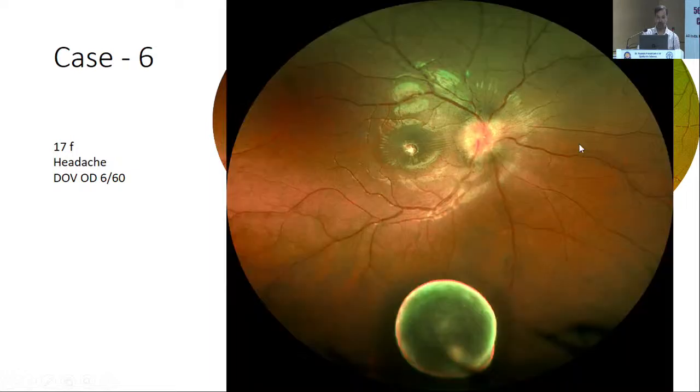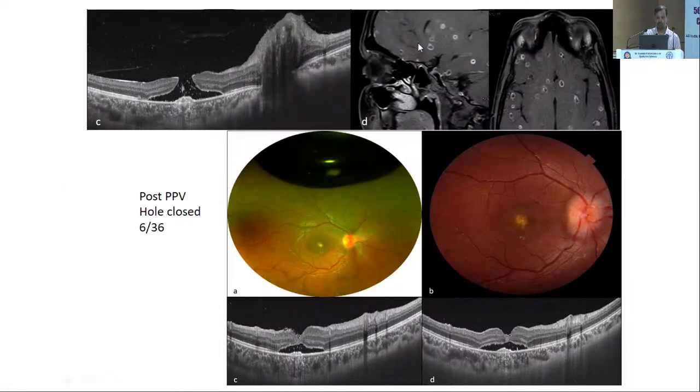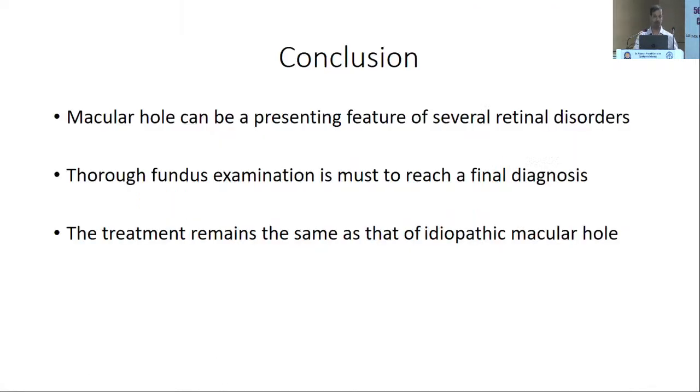So we just went on to screen the periphery of this patient, and you can see that there is a cysticercus in the inferior vitreous cavity, which had come into the vitreous cavity through the foveal area. So this patient had evidence of neurocysticercosis, and after appropriate neurological consultation, the patient underwent surgery. The hole closed, but the vision failed to improve in this particular patient.